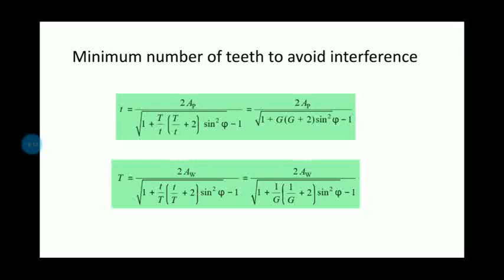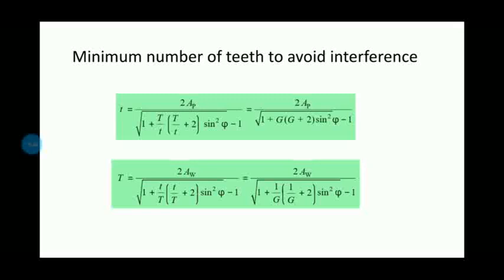Then AP, and the second expression is the same thing. The terms are the same, but instead of G we have 1 by G. The two unknown terms are AP and AW. What are AP and AW? AP corresponds to the addendum of the pinion in terms of module. Clear? It is not the actual addendum. It is the addendum mentioned in terms of module.